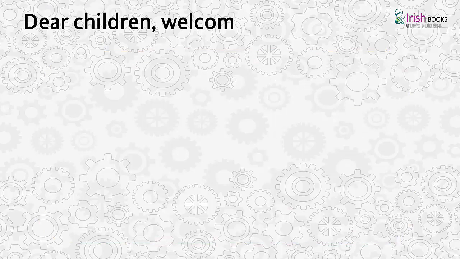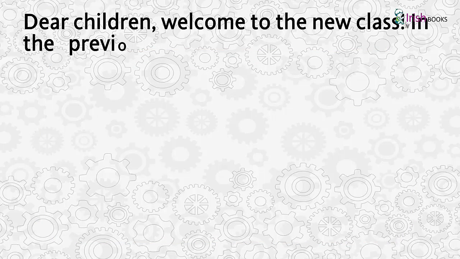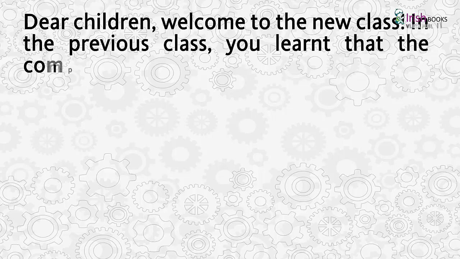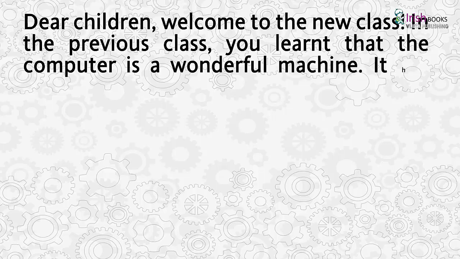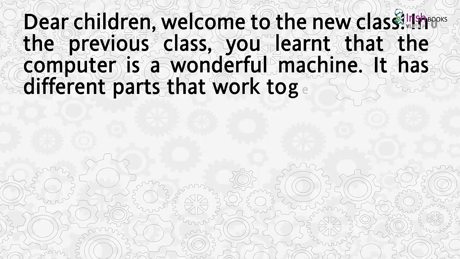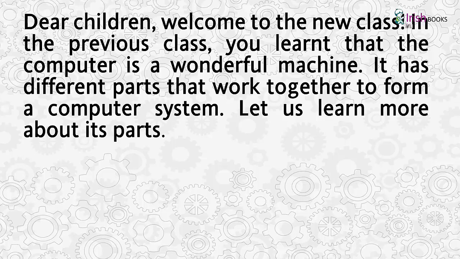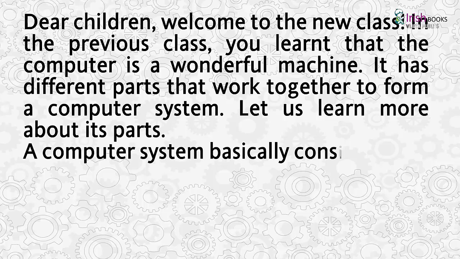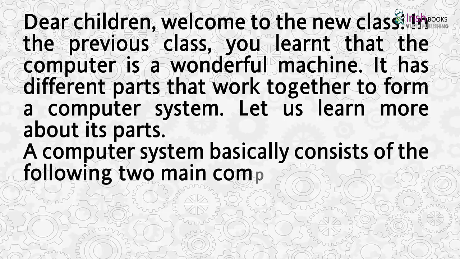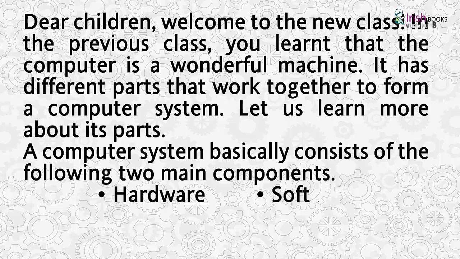Dear children, welcome to the new class. In the previous class, you learned that the computer is a wonderful machine. It has different parts that work together to form a computer system. Let us learn more about its parts. A computer system basically consists of the following two main components: hardware and software.